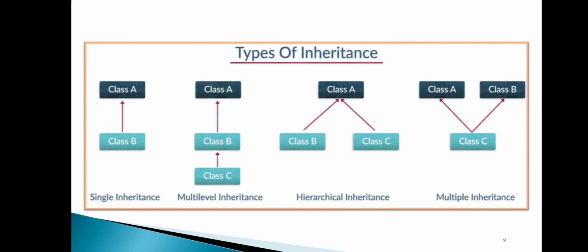Types of inheritance. There are 4 types of inheritance: single level inheritance, multi-level inheritance, hierarchical inheritance, and multiple inheritance.